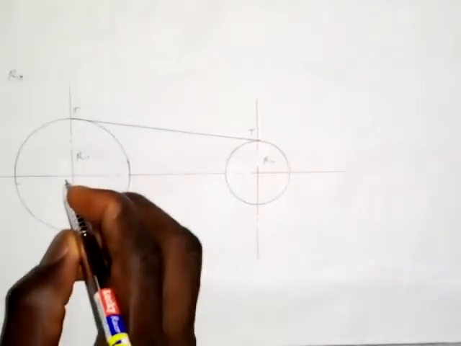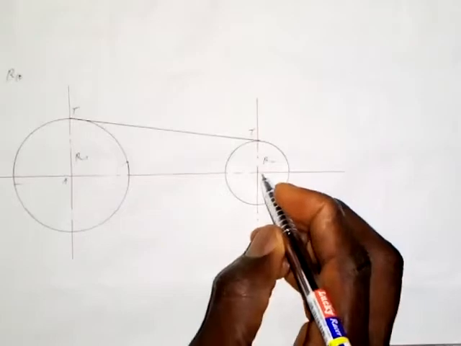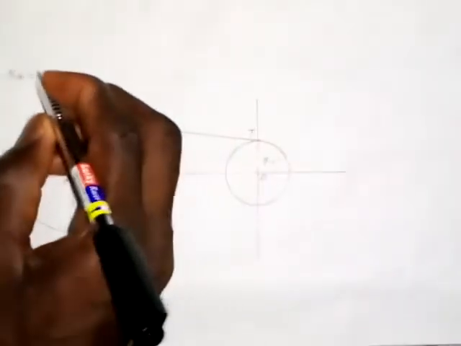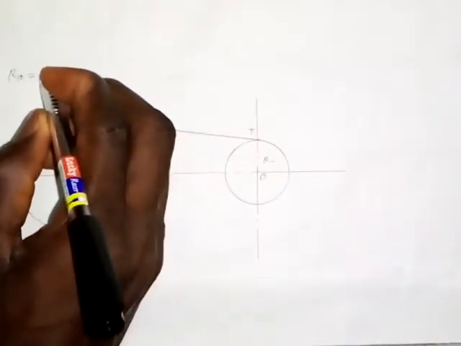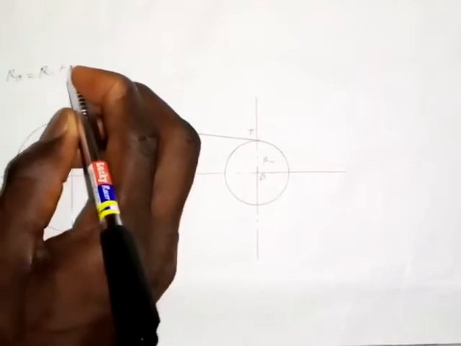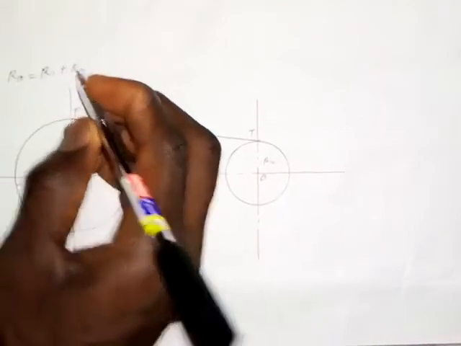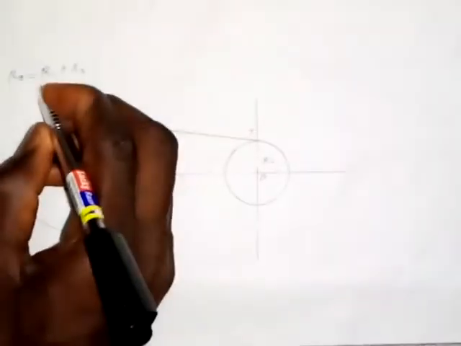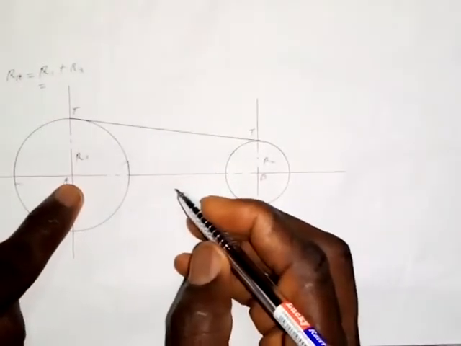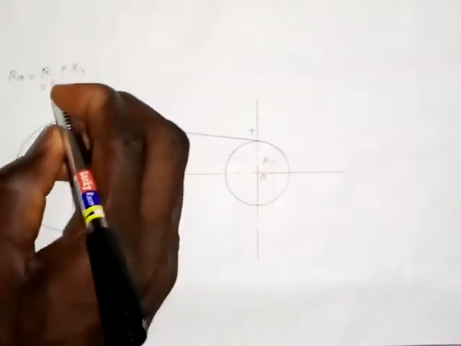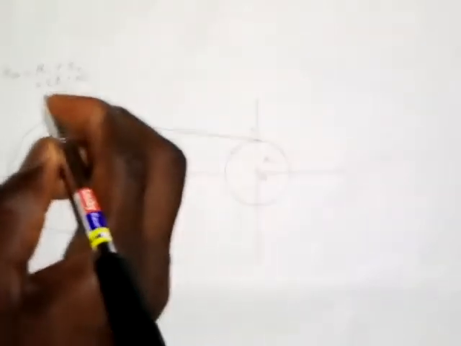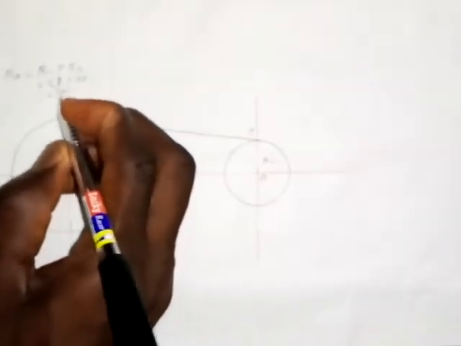So why do I call it RA? I call this center A, and I call this center B. So RA is the sum of R1 and R3. Don't forget that R3 is the radius of the arc that will connect these two circles together. This is equal to, the radius here is 28, plus 50. This will give us 78 millimeters.